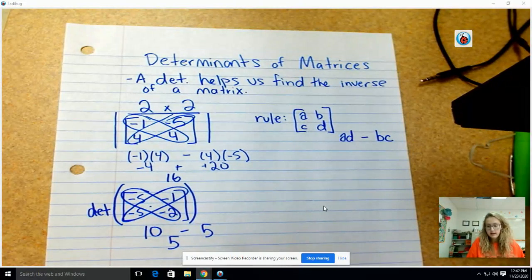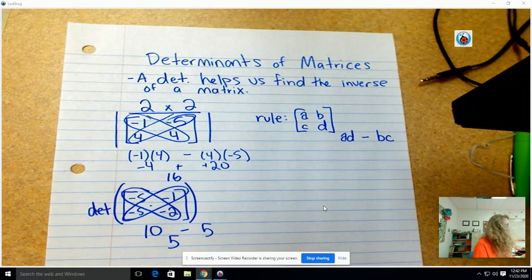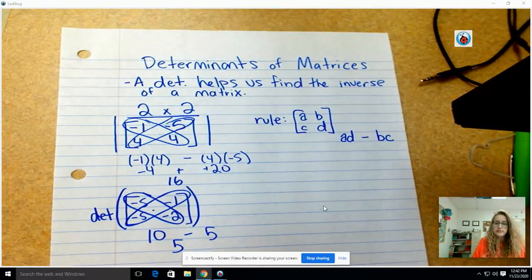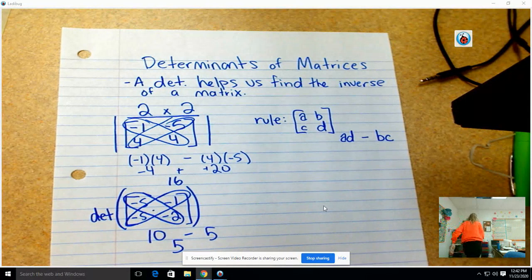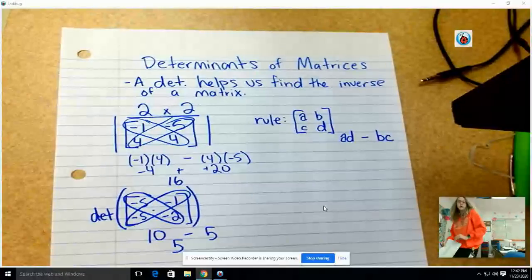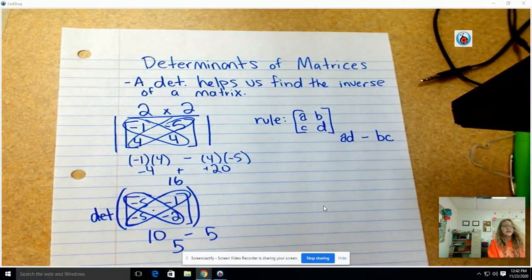So I'm going to go ahead and, well, I thought I had more paper than this. Let me tell you. I'm going to go ahead and move this.